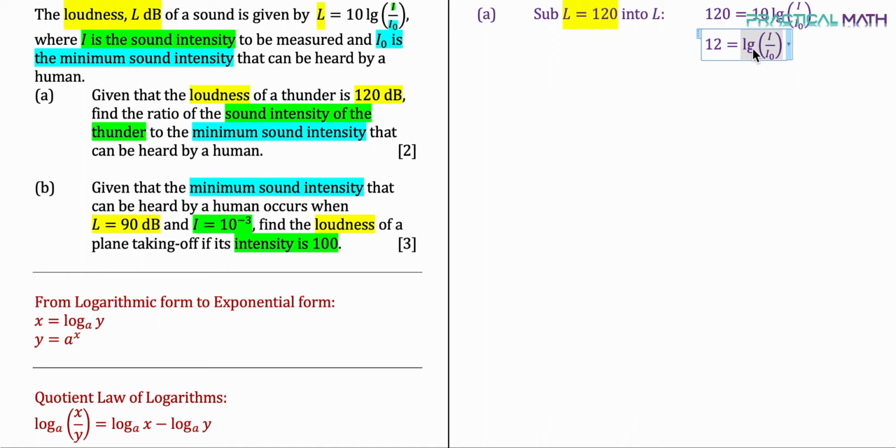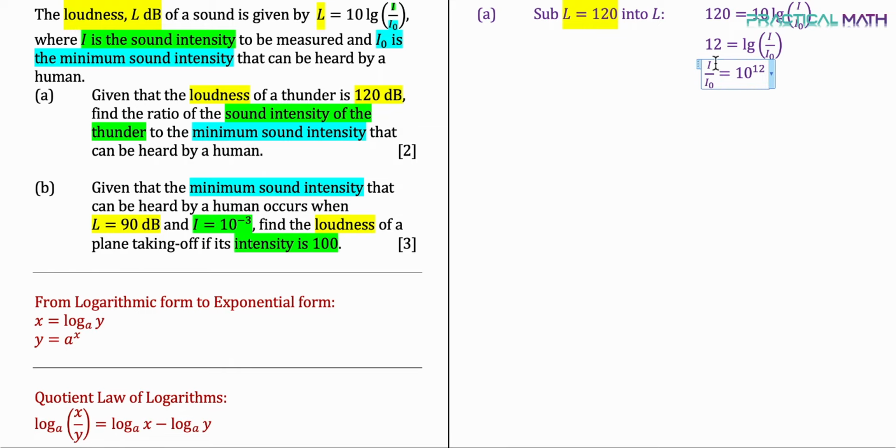Now what we want to do is change from log form to index form. To change from log form to index form, the idea is very simple. We start with the base, a like this. We start with the base, which in this case is 10, and we push the other side up. In other words, we're going to have I divided by I naught equals 10 to the power of 12.